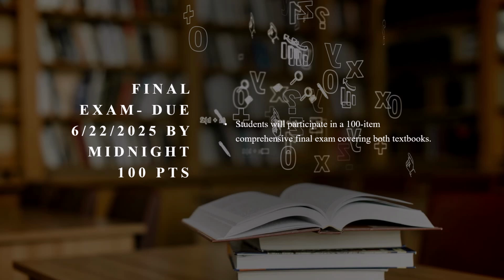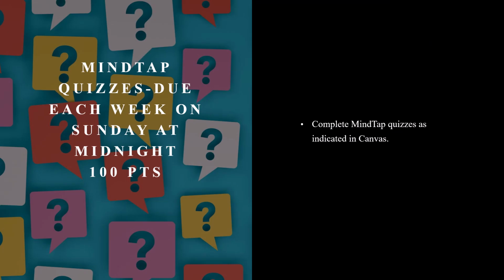So there's going to be a final exam. You're going to participate in a 100-item comprehensive final exam covering both textbooks. You will be able to utilize those textbooks. This assignment will be due on 6/22/2025 by midnight. You're going to have weekly MindTap quizzes that will be due each week by midnight. Again, those activities really bring home the learning and let you apply some of the learning throughout the course.